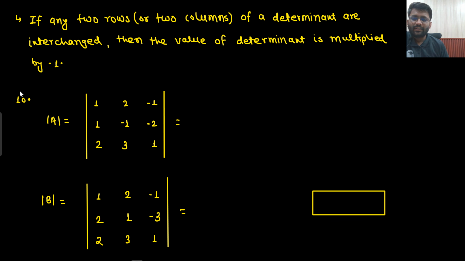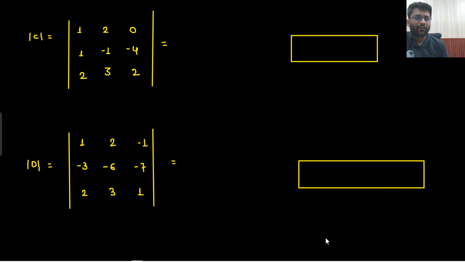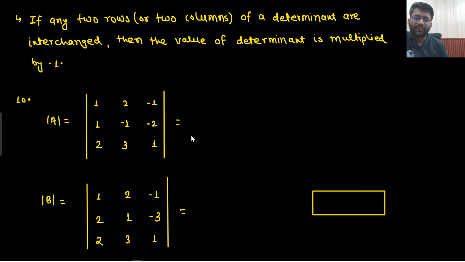So did you try this one, guys? You need to find the determinant of A, determinant of B, determinant of C and determinant of D. If you did not try it on your own, then please try it. Okay, so this is 1, and I'm expanding with respect to row 1. So -1 plus 6 will be 5, then -2, and -2, 1 -4, this will also be 5, then -1, 3 -2, this will also be 5.